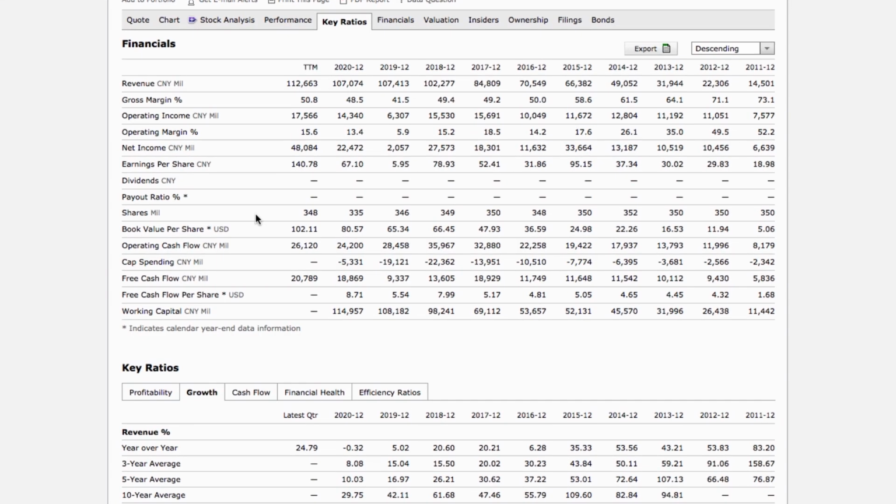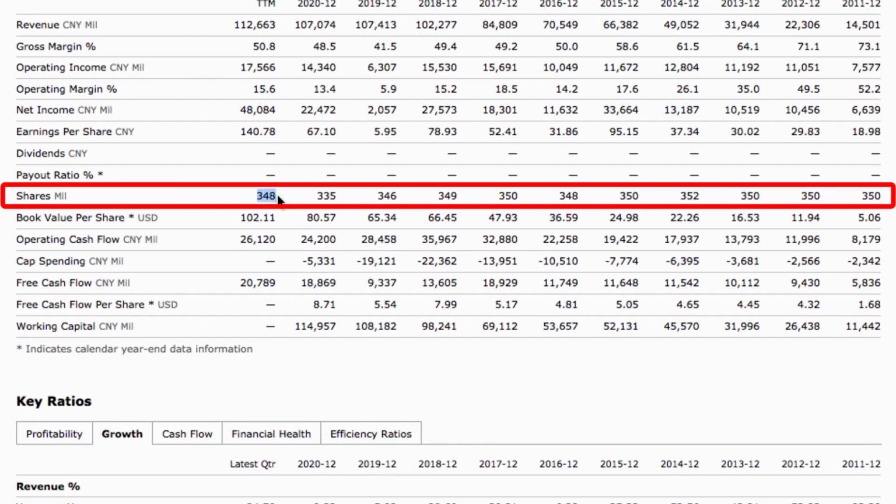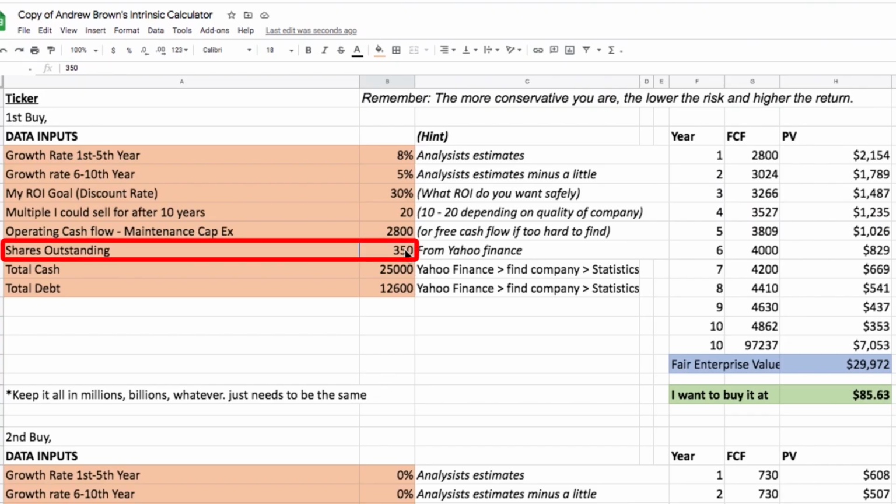Okay, shares outstanding. So we've got 348 here at the moment. I think I just made that 350 just in case they do increase a few shares. I don't know what's going to happen, but 350, you can just be close to this, fine.